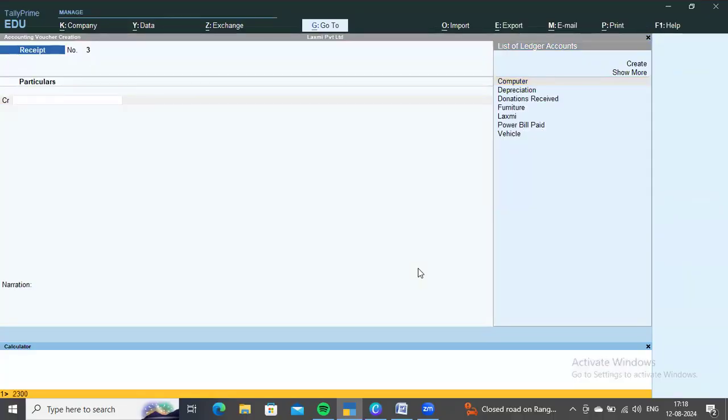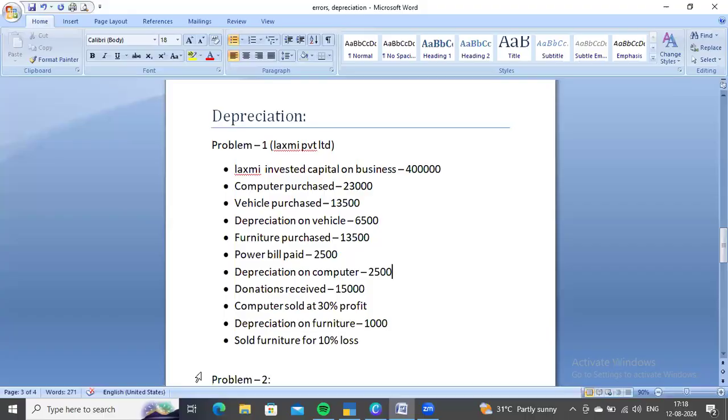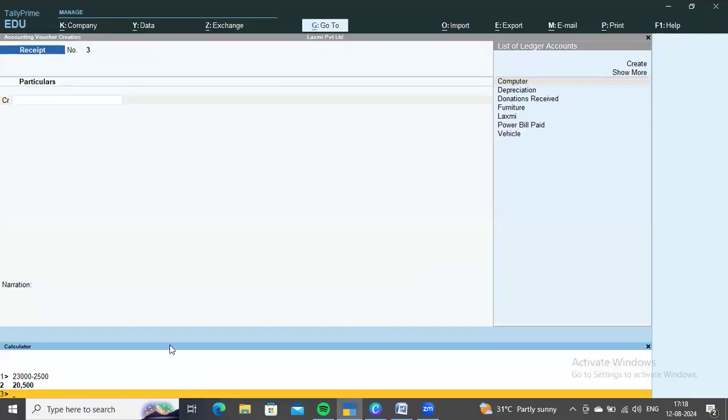23,000 minus depreciation 2,500. Now 20,500 is the value of the computer, because depreciation is nothing but decrease in value of an asset. After reducing the depreciation, the value of the asset comes to 20,500. And we are selling the computer at 30% profit. We need to calculate this 30% profit on the value of 20,500.